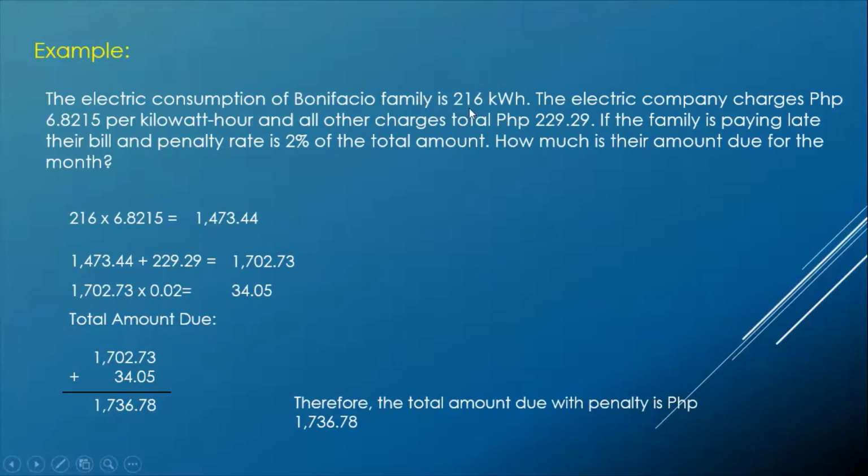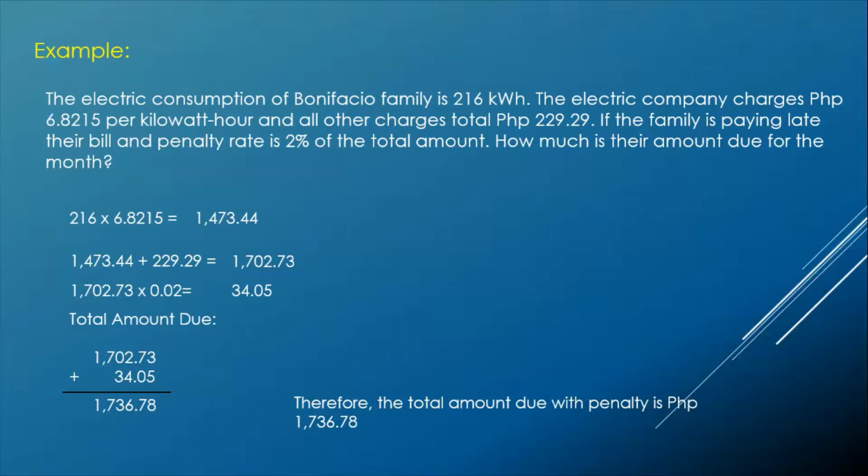So always remember that the first thing that we need to do is first we need to multiply the total electric consumption for that month. Multiply it with the charge of the electric company, which is 6.8215 per kilowatt hour. After we multiply the kilowatt hour consumed and the rate of the company, we will add the total charges. So as what we can see here, the 1,473.44, I add it with the total charges, which is the 229.29.